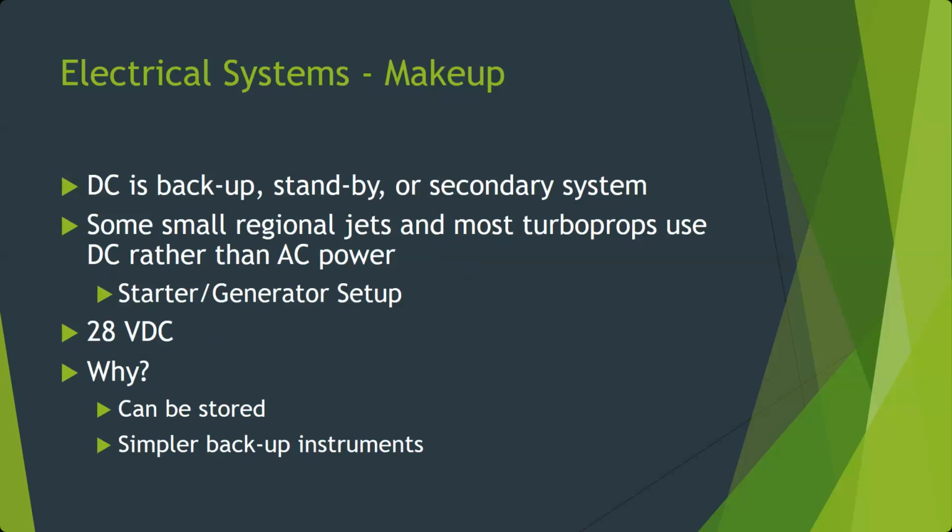So DC, though, does have some advantages. Like I said, small regional jets and turboprops use DC rather than AC because of the starter generator setup. It's still 28 volt like you've seen on general aviation, smaller aircraft. But the big advantage of DC is it can be stored and allows for simpler backups.